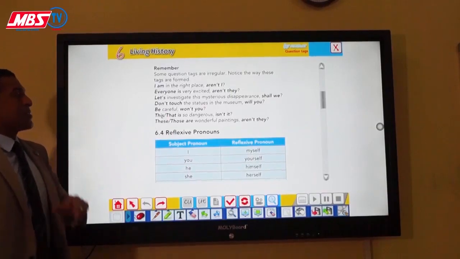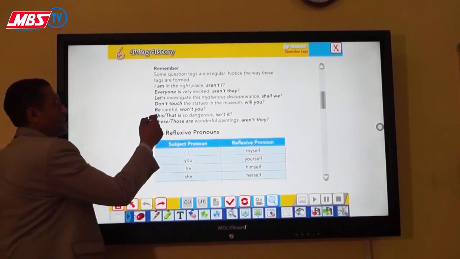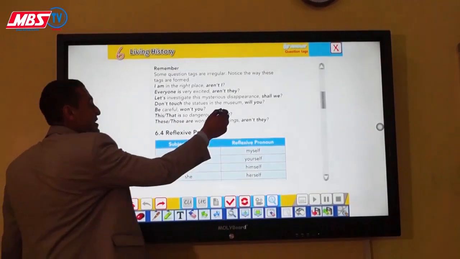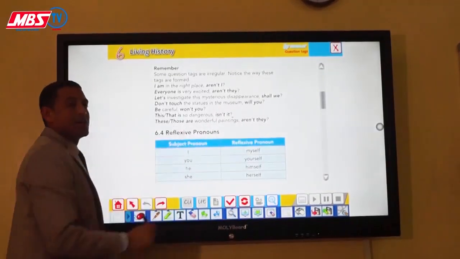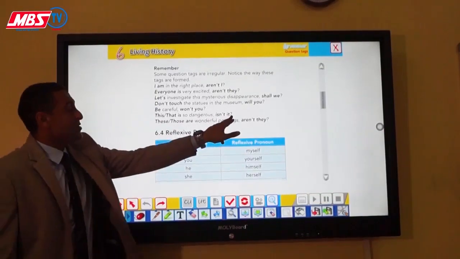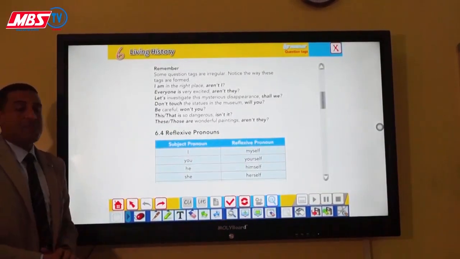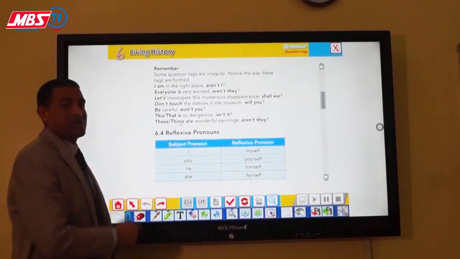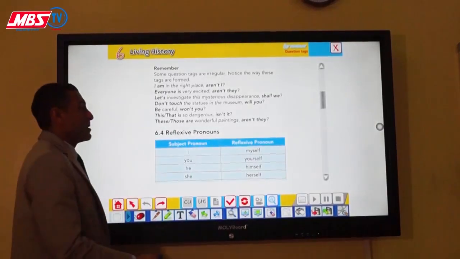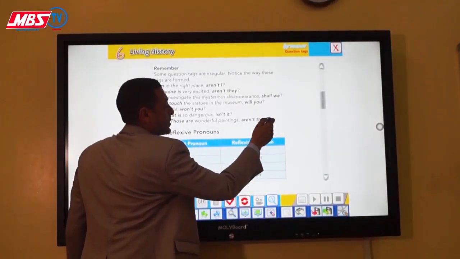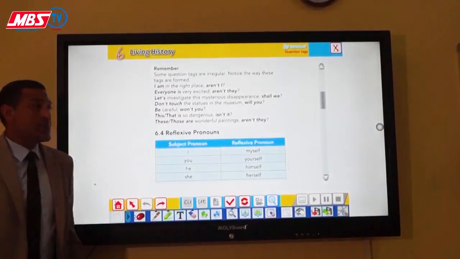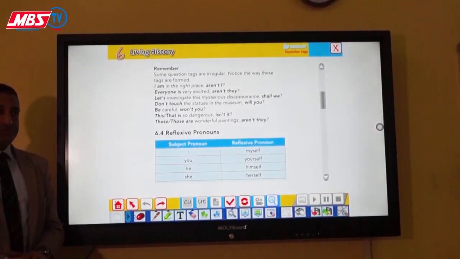When you have this or that, of course, this is or that is, so here use isn't it. So I cannot use this or that in my question tag, but I have to change it to it. The same with these or those. These are, those are. So here I have to replace these and those with they.